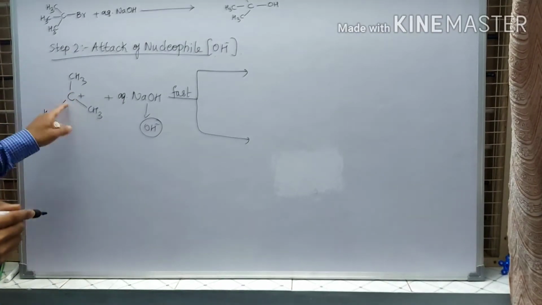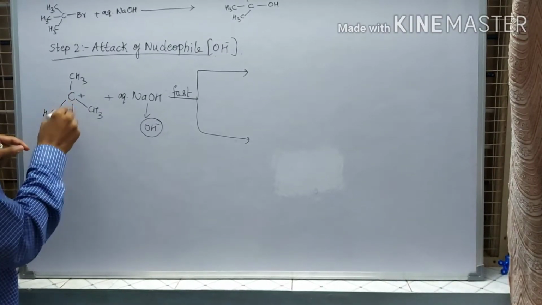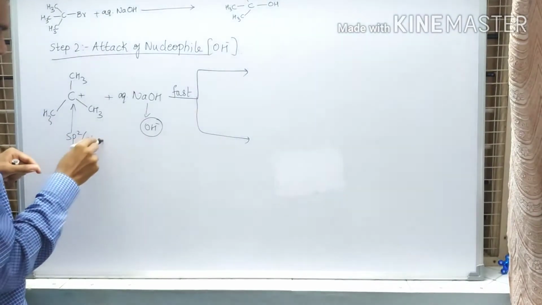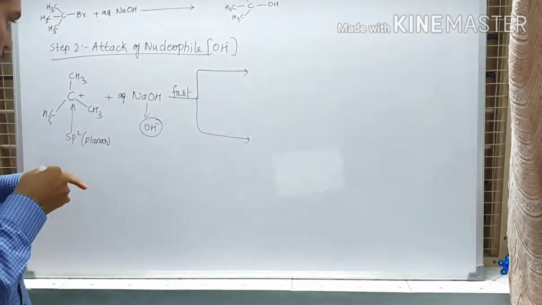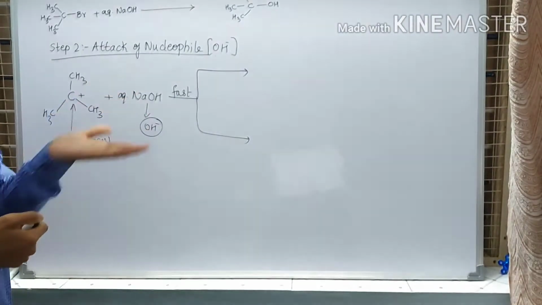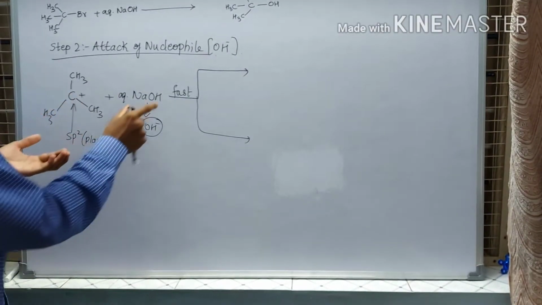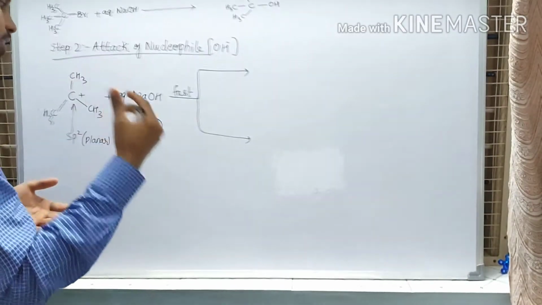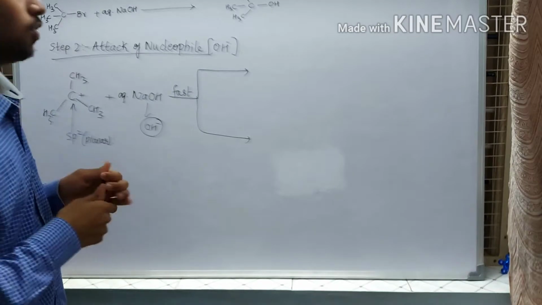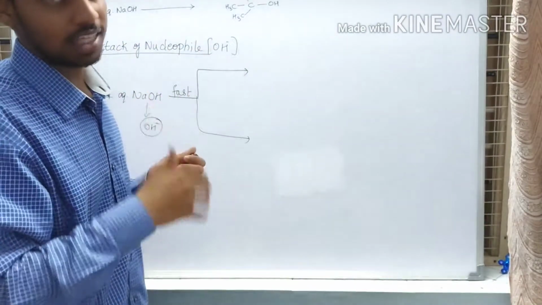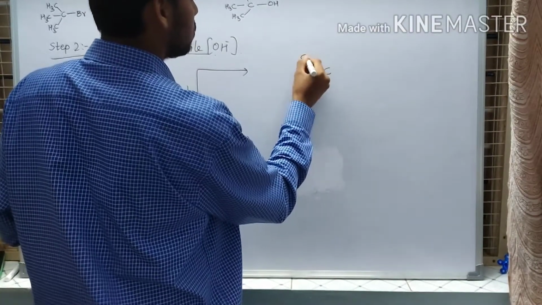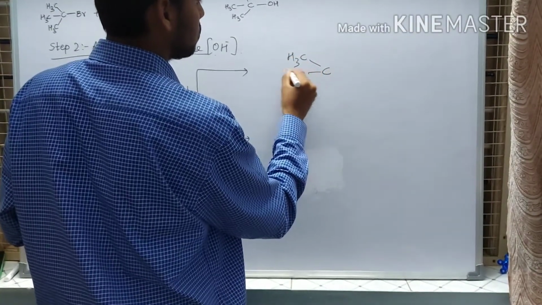We know that this carbocation is sp2 hybridized, planar, meaning this carbocation will be present on a single plane. So the OH, that is the nucleophile, can attack either from below or above. So it can attack from either side. So we get two types of configurations. One is retention and the other one is inversion. Let us see how we can get it. So this is the first configuration.